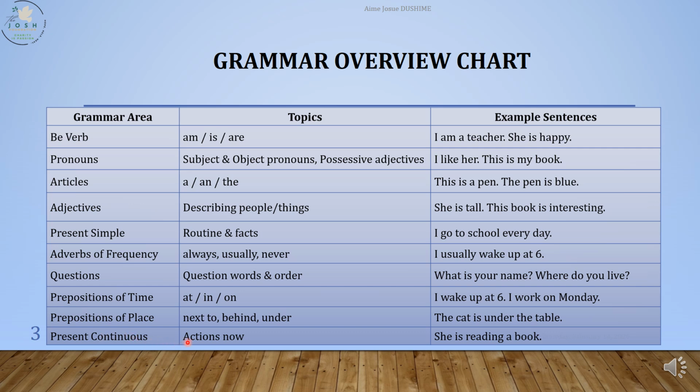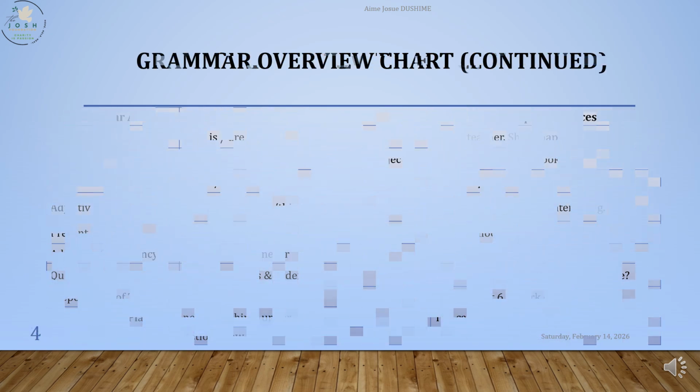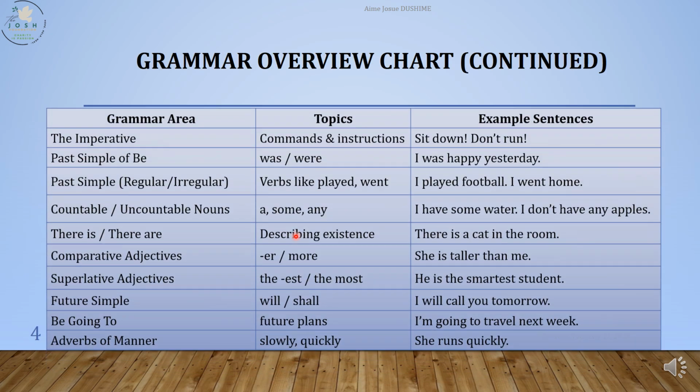We also learned the present continuous, which talks about the actions happening now. What is happening now? We can also use it for temporary situations or even for future action. She is reading a book.